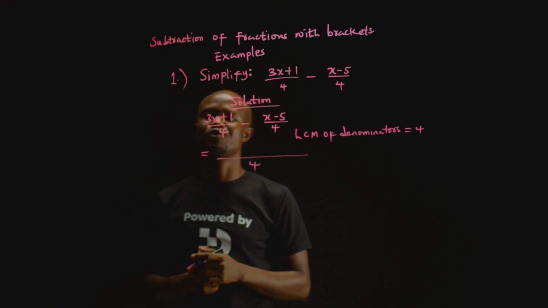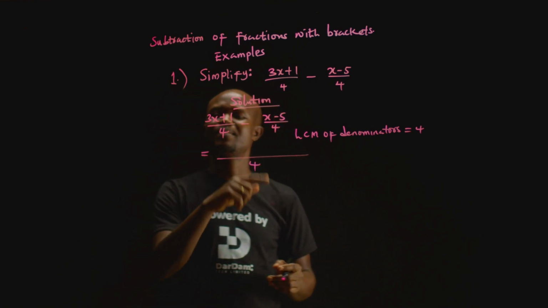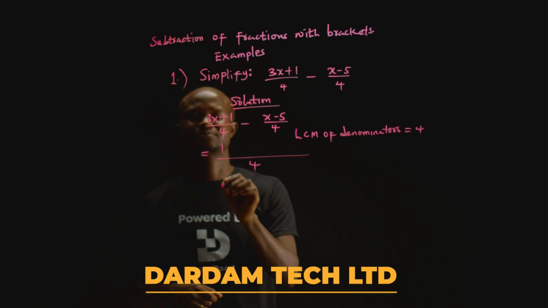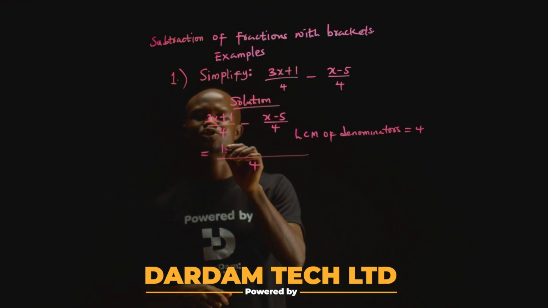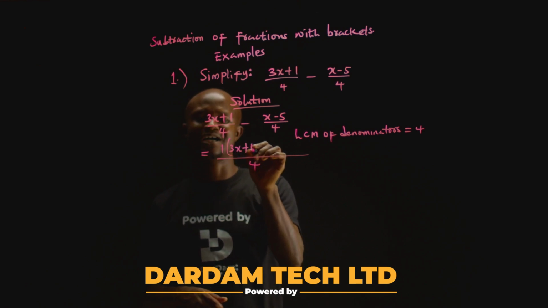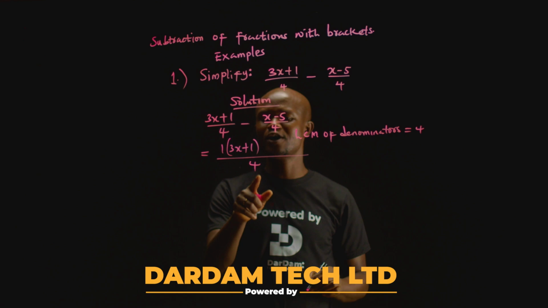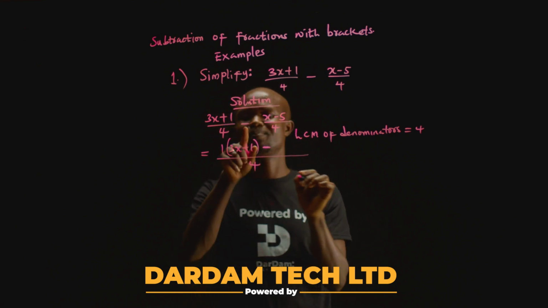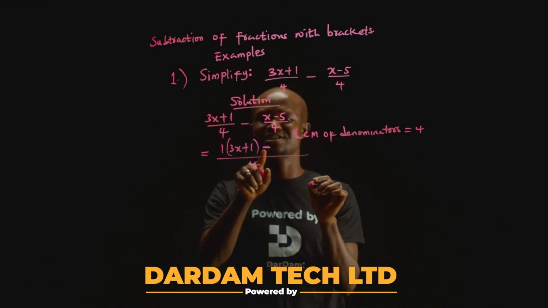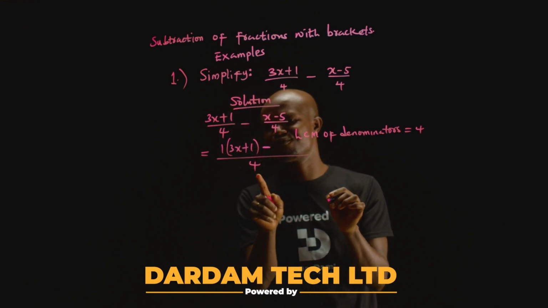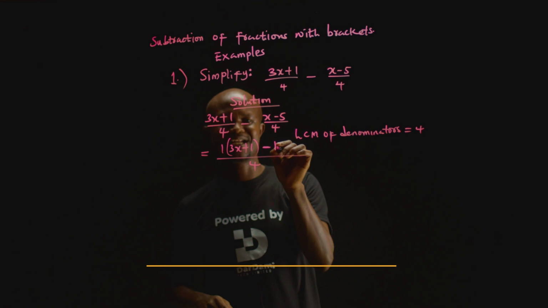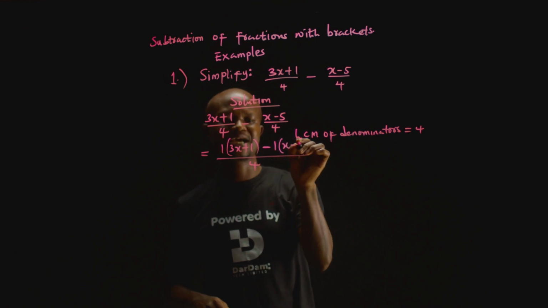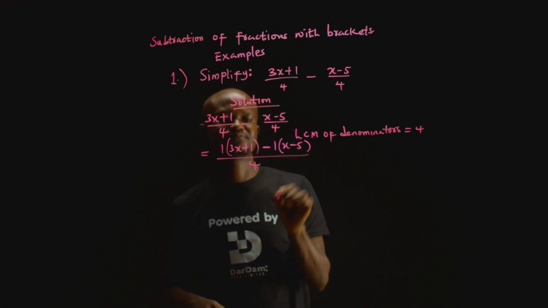Now, since we're having 4 divided by 4, we have 1. So we now have 1 into what? Into brackets, 3x + 1. Then 4 divided by 4 also. We have minus, the minus is in between here, so the minus is here. So 4 divided by 4, we have 1. So we now have 1 into the bracket, x - 5.